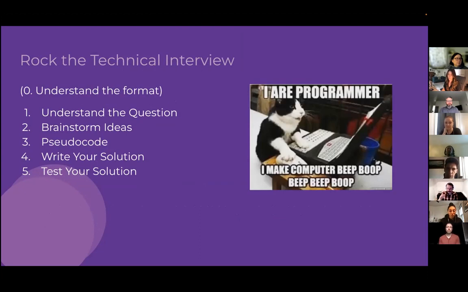Okay, so let's finally get into the real details on how to rock the technical interview. There are a few key steps that we're going to break down. And because we're programmers, we're going to start with an index of 0. Step 0 is to understand the format of the question. Then we're really going to understand the question itself. We're going to brainstorm ideas as to how we might solve the question. We're going to write out some pseudocode to help guide our solution. And then we're going to actually write the solution itself. And then finally, we're going to test out the solution.